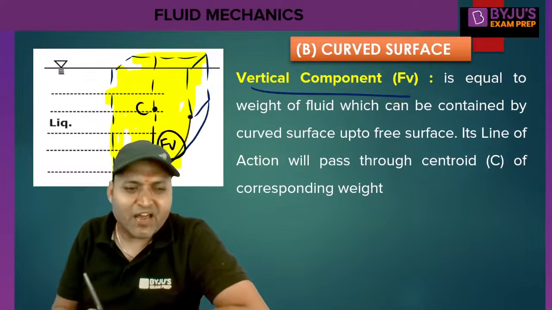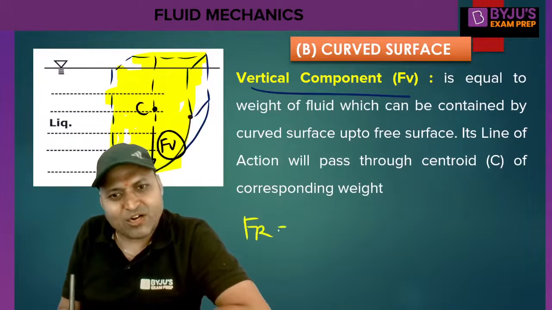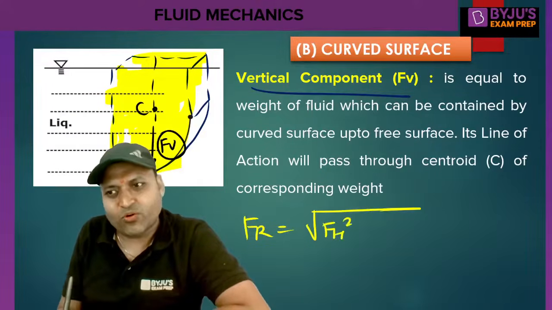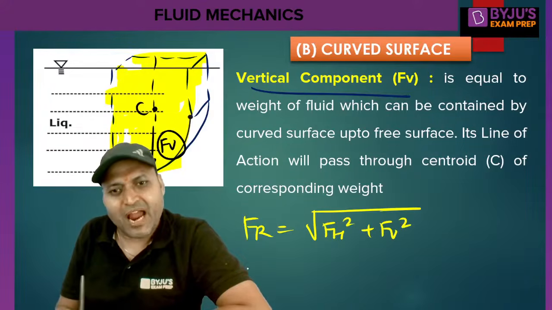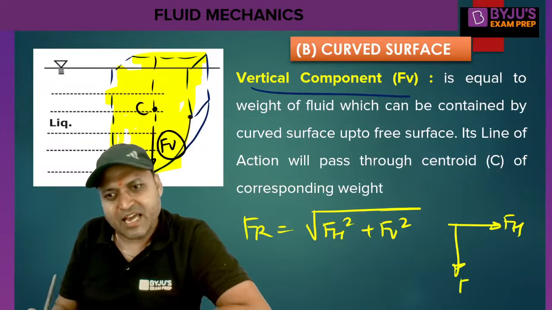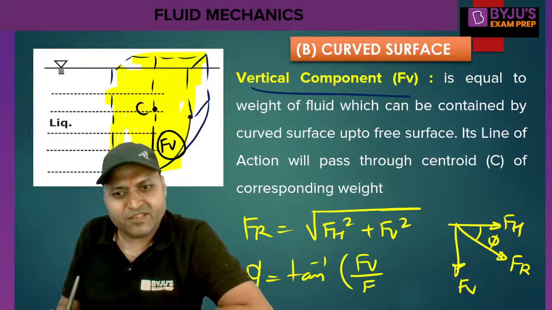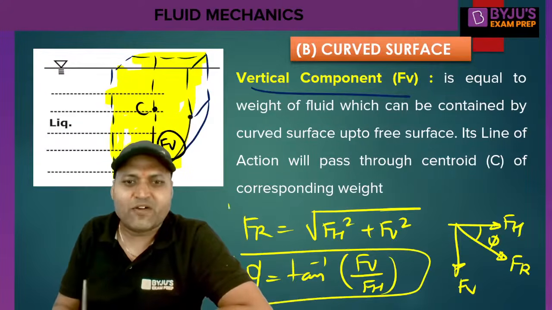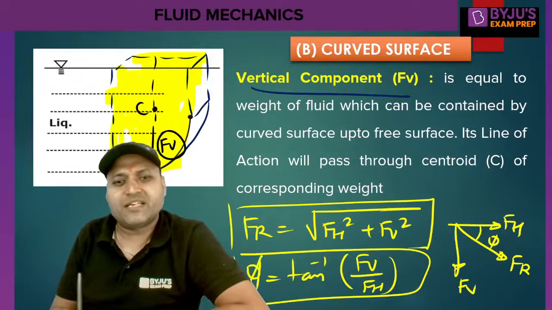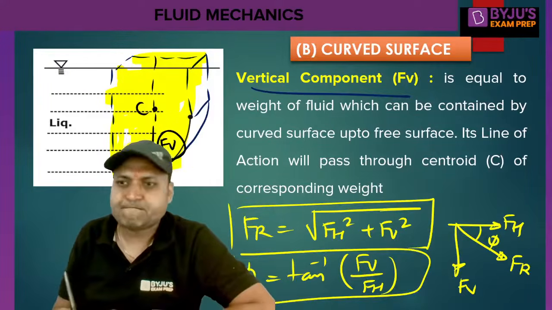So once we calculate FH and Fv, the resultant or total hydrostatic force is under root of FH square plus Fv square. And let us say this is FH, this is Fv, and this is the resultant force Fr. This is angle phi. Phi will be equal to tan inverse of Fv by FH. That is how analysis of hydrostatic force on a curved surface is done. This is fine.